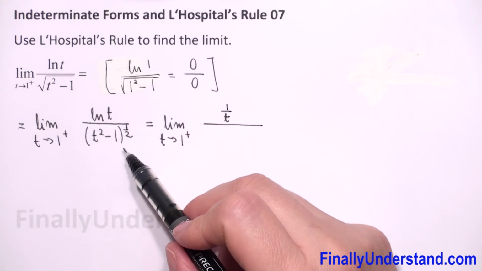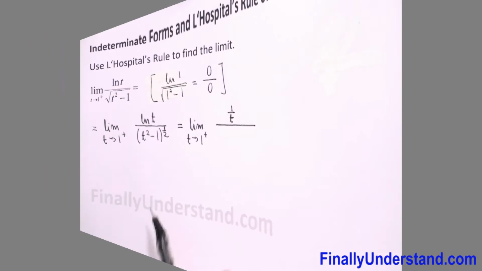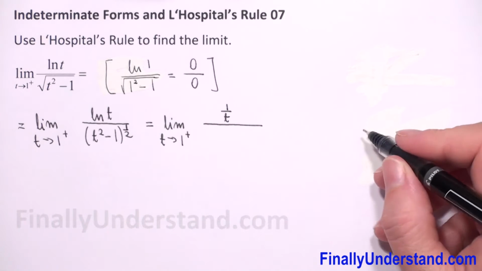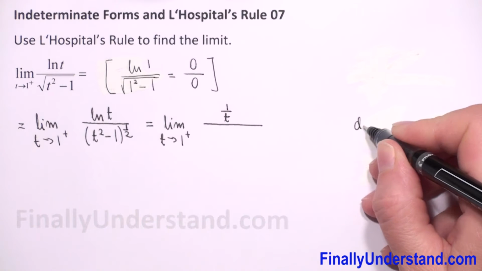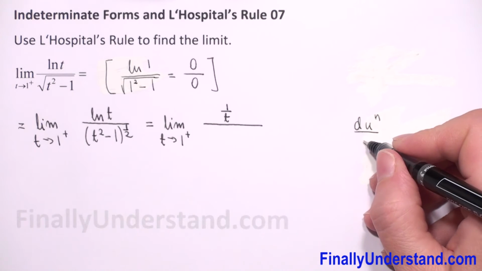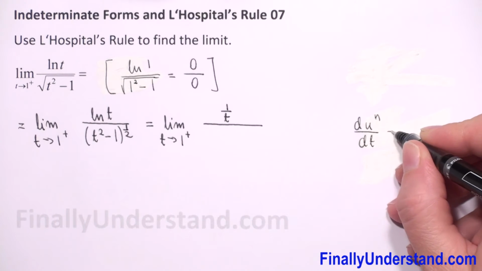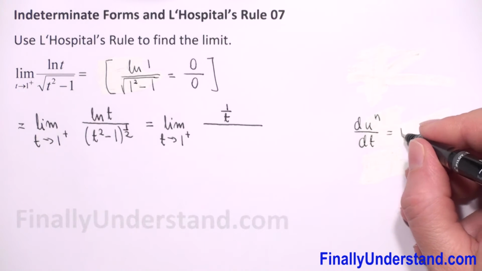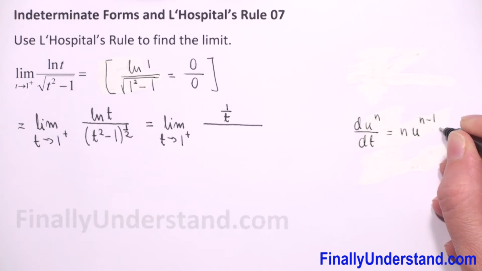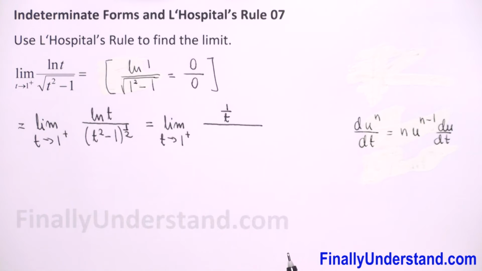And here we have power function. Let me remind you formula, derivative of power function. When we have d u to n with respect to t, this is equal n times u to power n minus 1 times du over dt. In our case, u is equal t squared minus 1.